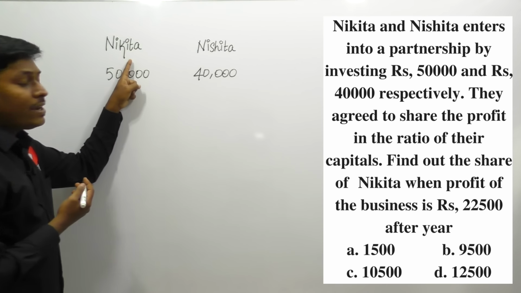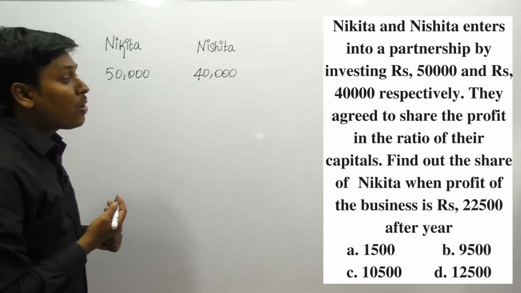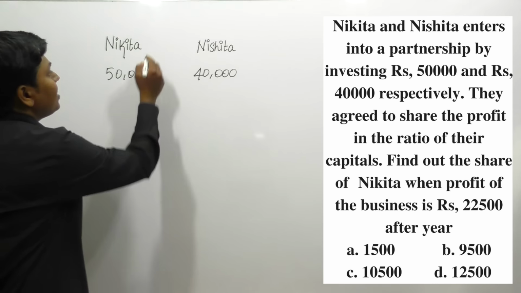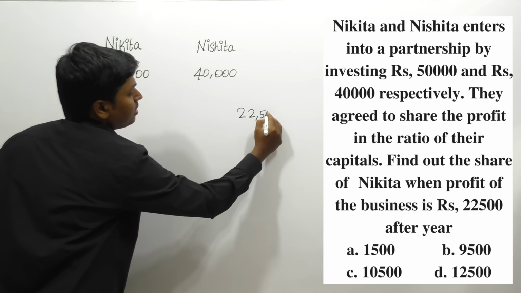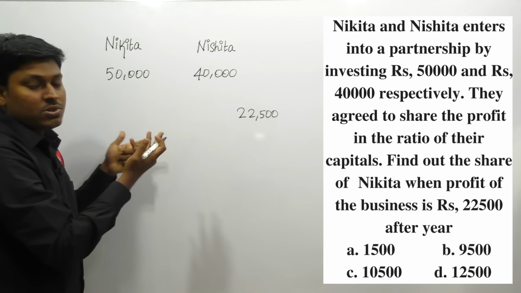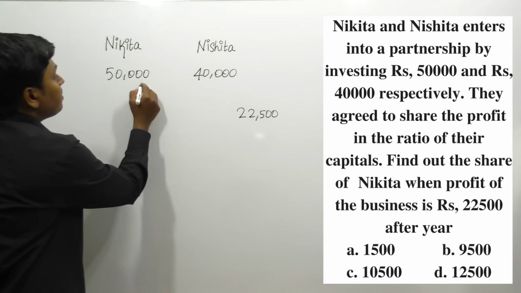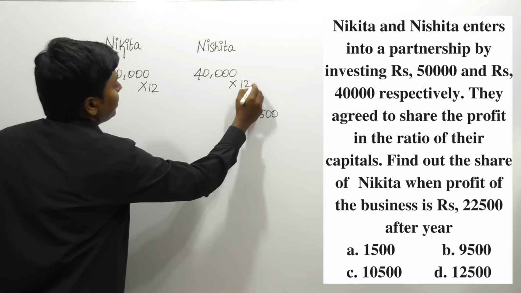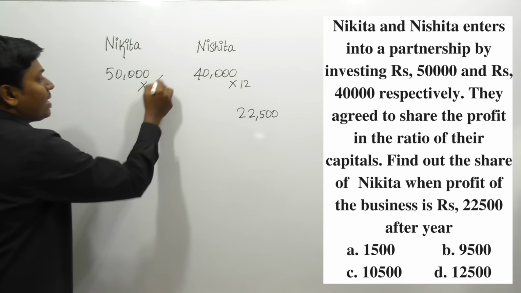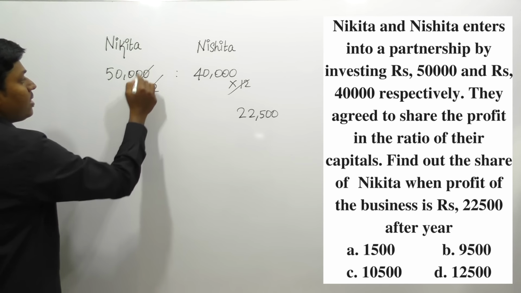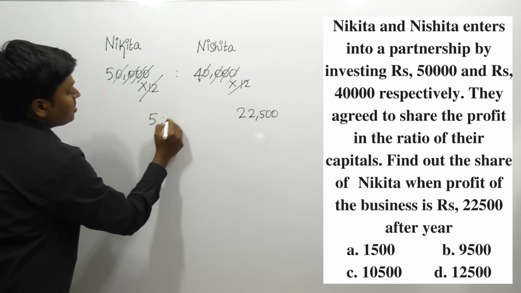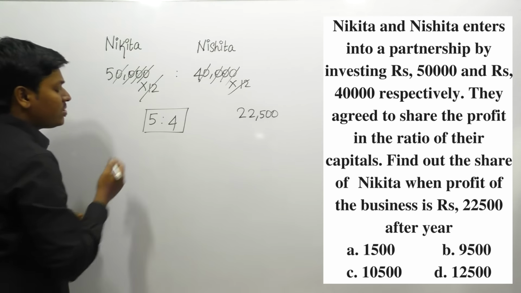So friends, our target is to find the share for the person Nikita when the profit of the business is 22,500 after a year, right? So 22,500 is the profit they have calculated for 1 year. We know that both persons start the business, so from the starting till the end, both will be in the business, right? So into 12 and into 12. This 12 indicates 12 months. So for 12 months both persons are in the business. So we can cancel 12 and 12 because we need to find the ratio, right? We can cancel 40 here and here. So the remaining will be 5:4. So finally we have calculated the ratio, that is 5:4.